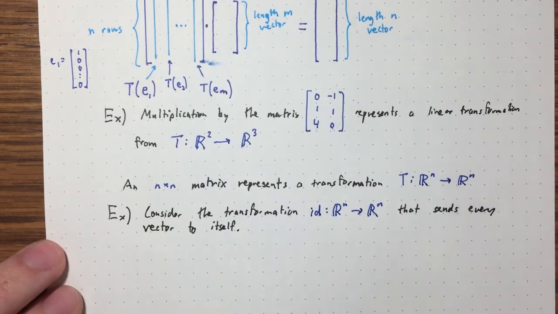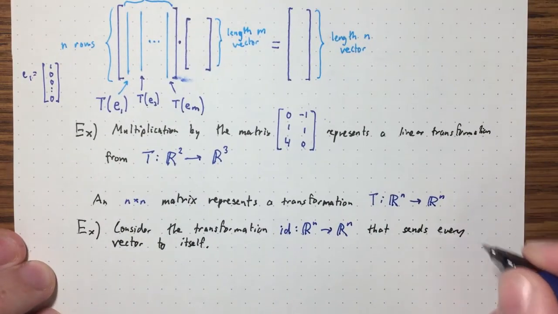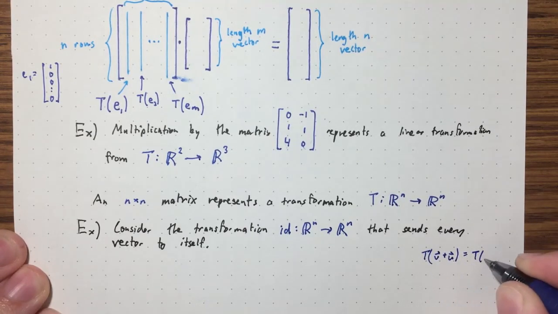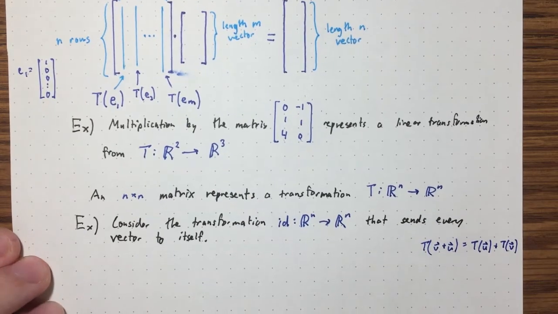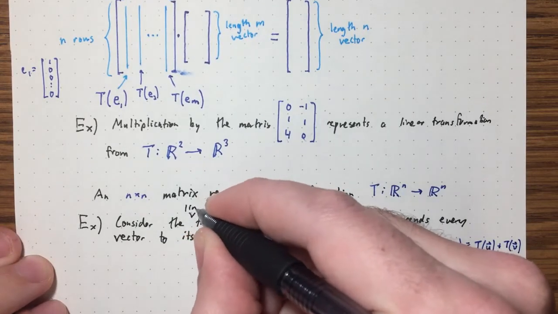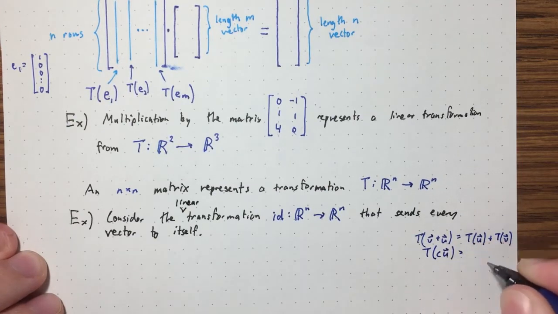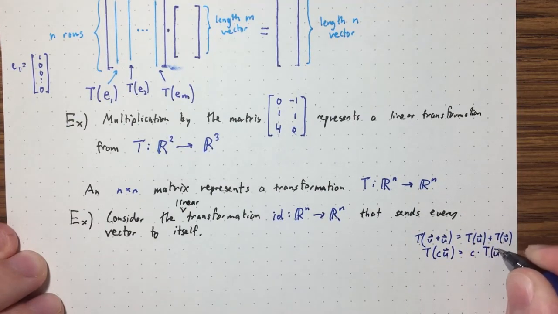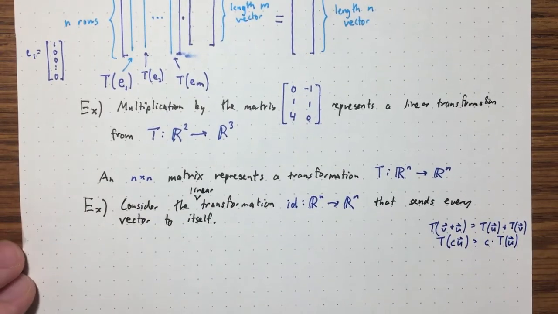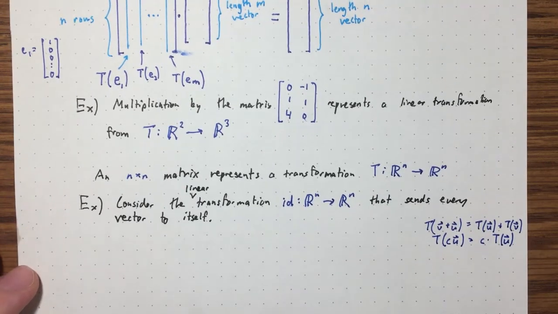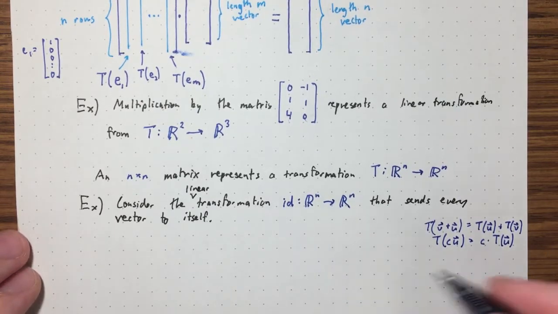And what are our properties? T of v plus u has to be... Remember, we do need all of these. We need both of these properties in order to call it a linear transformation. And we need that T of c times u is c times T of u. But yeah, these are both true. It follows right away. And I want to ask, what is the matrix associated with this transformation?